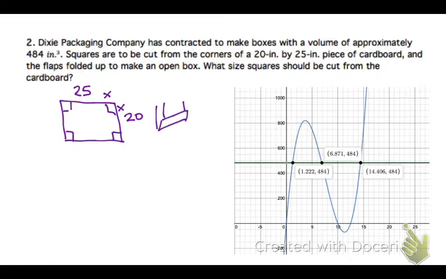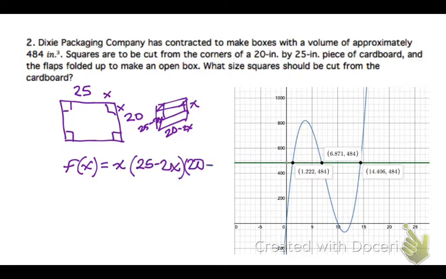see if I can sketch that box. It's not great, but this would be x, this would be 20, take away 2 of those corners, and then I would also have 25, take away 2 of those corners. So my function rule is f of x is equal to length times width times the height. And that's what I graphed in Desmos here.